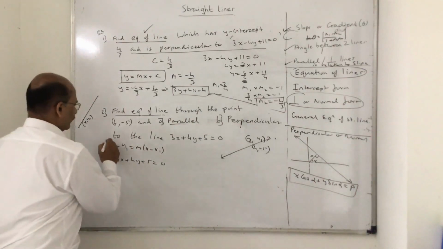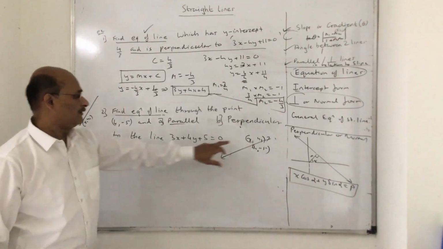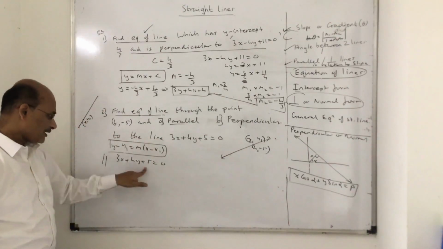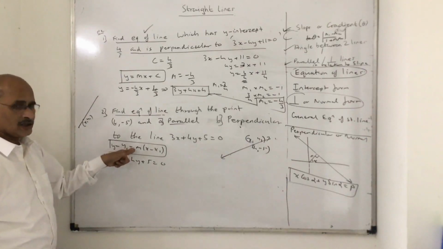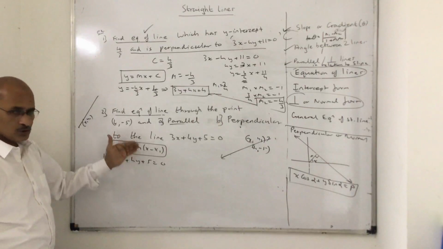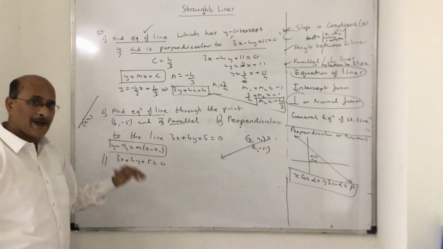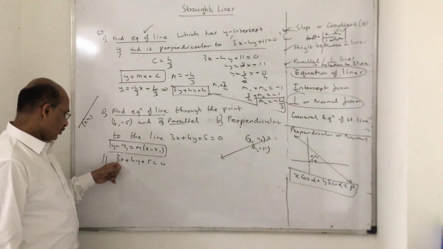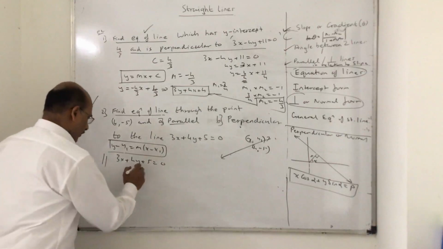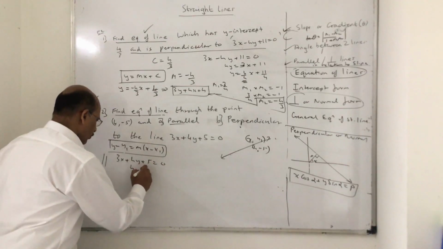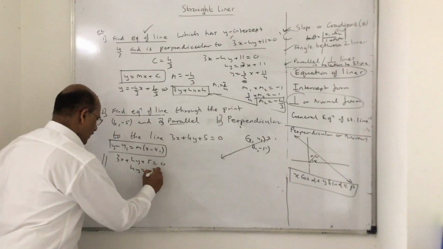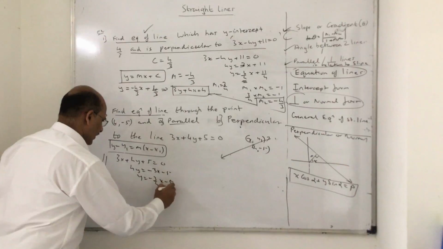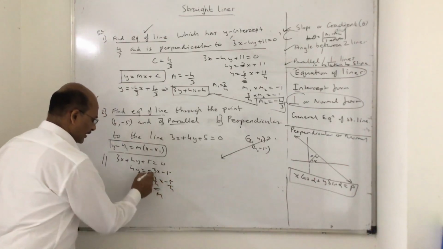Now to find the equation of this line, I already have x1 and y1 given to us, but I don't know m. But this line is parallel to this line. So whatever the slope of this line, the same slope I can use over here, because these two lines are parallel to each other. What happens when two lines are parallel? m1 is equal to m2. So in y is equal to mx plus c format, 4y is equal to minus 3x minus 5. So y is equal to minus 3 by 4 x minus 5 by 4. This is my m. Correct?